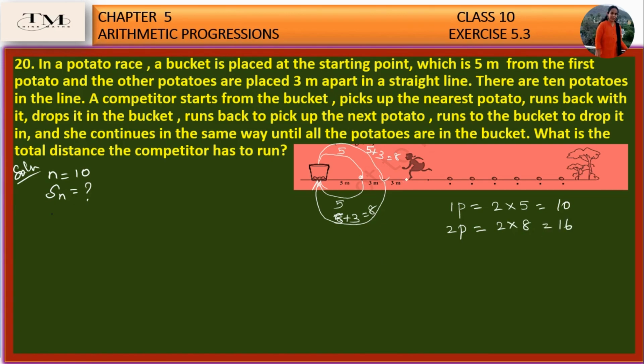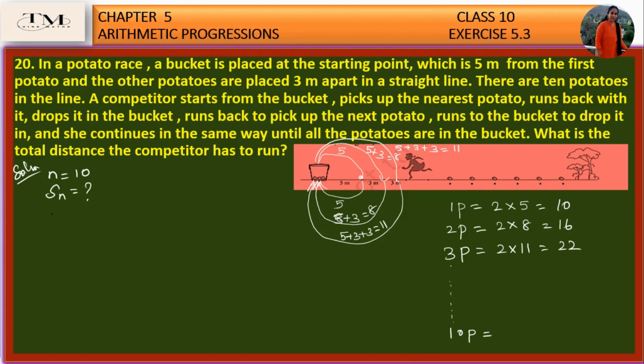So next she has to pick up the third potato. For the third potato it is 5 plus 3 plus 3, so 5 plus 3 plus 3 is 11. So she will take the potato and again run back to drop it in the bucket. So it is also 11. So totally for dropping the third potato it is 2 times 11 which is 22. So she has to follow the same rule till 10 potatoes are dropped in the bucket.